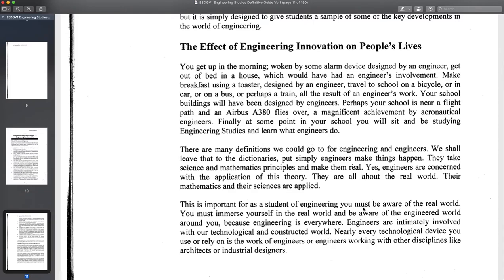I like to think of it as, why do I care? Why does anyone care about engineering? Why do people want to be engineers? What do engineers do for the real world?